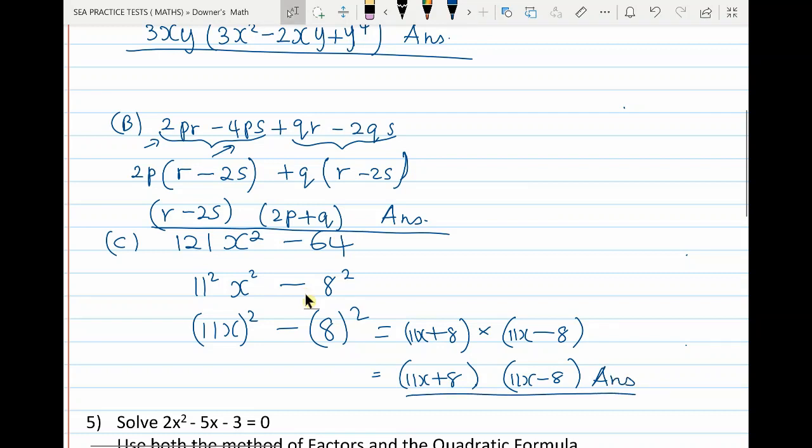And that would be the factorization of the initial item C, 121x squared minus 64, when factorized will be 11x plus 8 times 11x minus 8. That would be the answer.